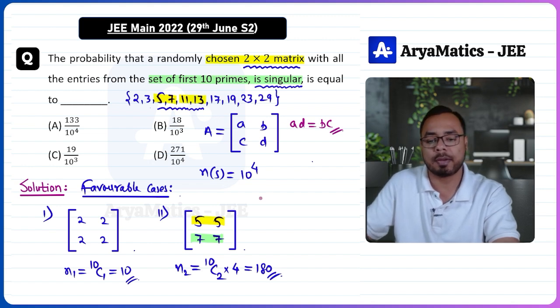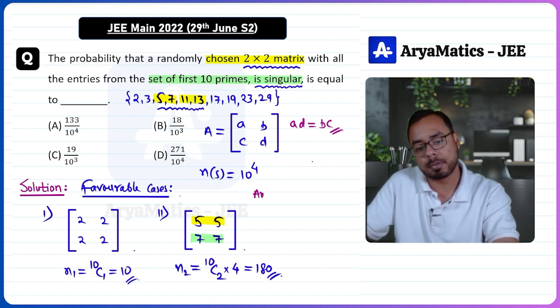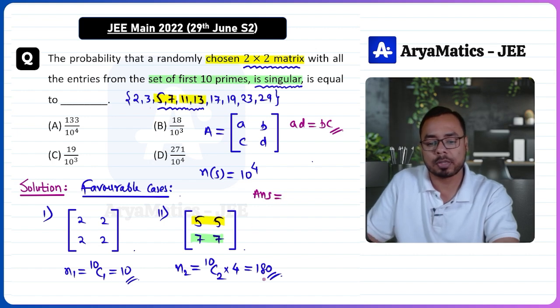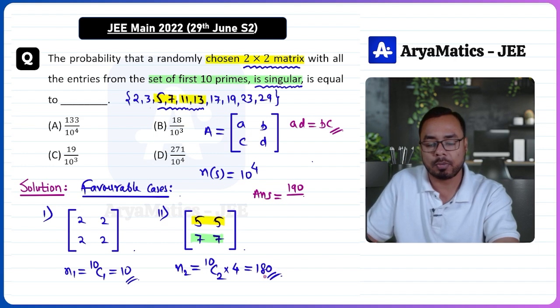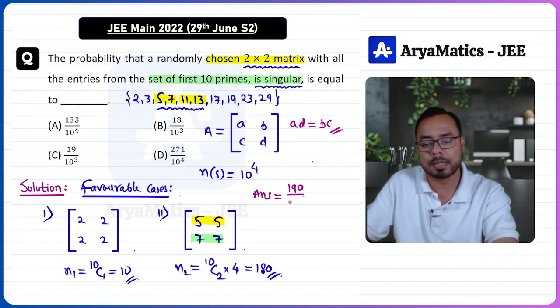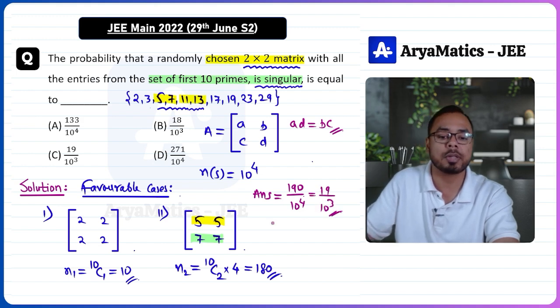So now the question is, we have to find the probability that the matrix will be a singular matrix. So total number of singular matrices, we are getting 190, right? 180 in the second case, 10 in the first case, and this divided by 10 raised to 4. So after simplification, this will be 19 by 10 raised to 3, and therefore the correct answer for this problem will be option C.